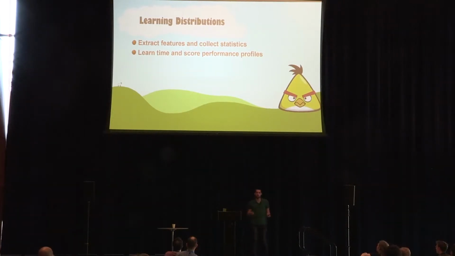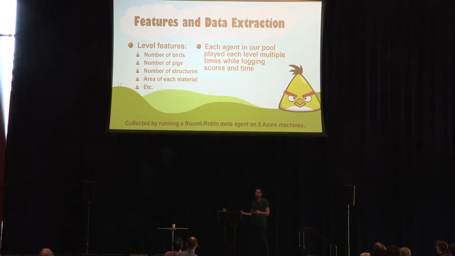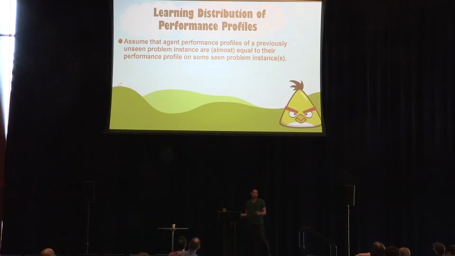So to learn the distributions, we first need to extract features and collect statistics. And then we need to learn the time and score performance profiles. So for the features and data extraction, we actually used the standard set of features for Angry Birds, which is the number of birds, number of pigs, and so on. And to collect statistics, we play our set of agents on the set of available levels multiple times and log the score and time results of the agents. So this was relatively easy. As for the performance profiles, we assumed that the performance profile of an agent on an unseen level is equal or almost equal to the performance profile that the agent has seen before on some level in our database.